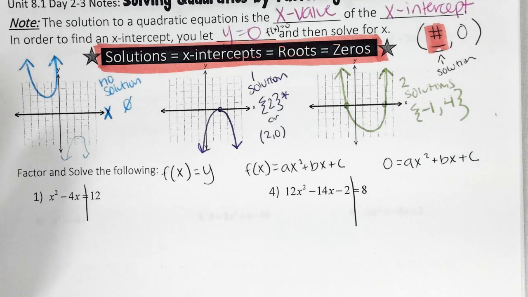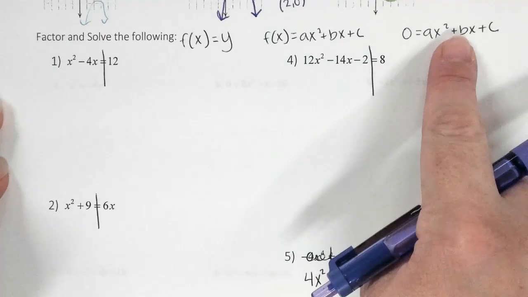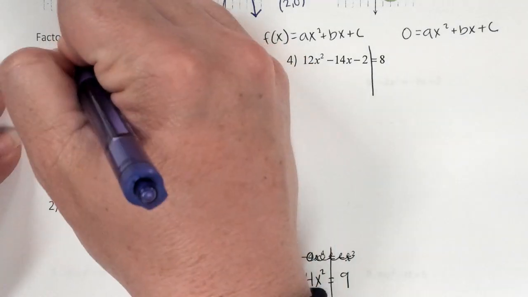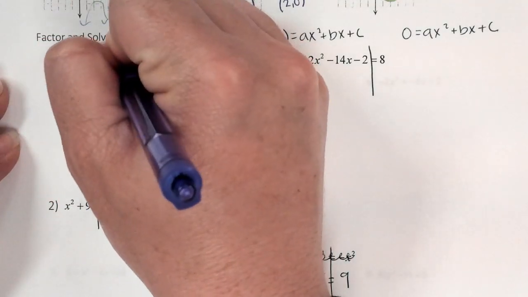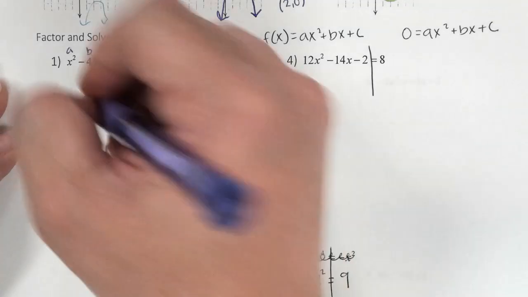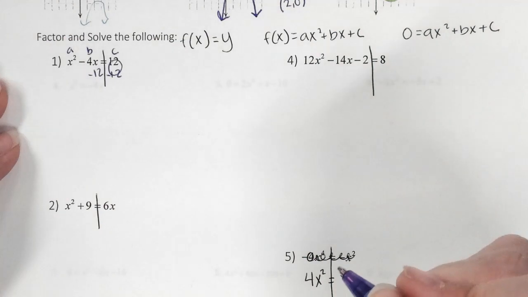Okay, so knowing that, let's look at the first one. So first things first, is it set equal to 0 where a, b, and c are on the same side? No. And I want you to realize this is my A, this is my B, and this is my C, but my C is on the wrong side, so what do I need to do? Move it over. So I'm going to do -12 on both sides.